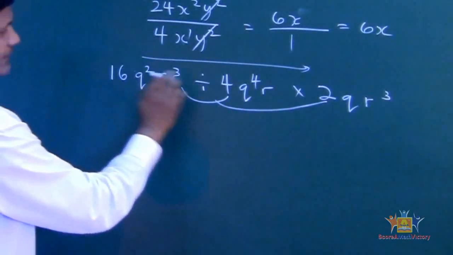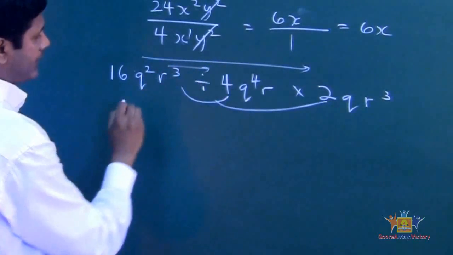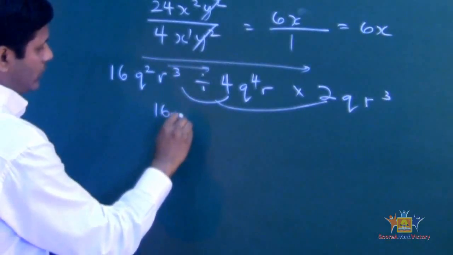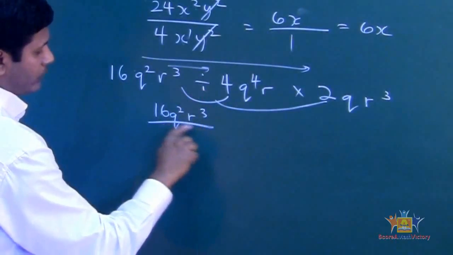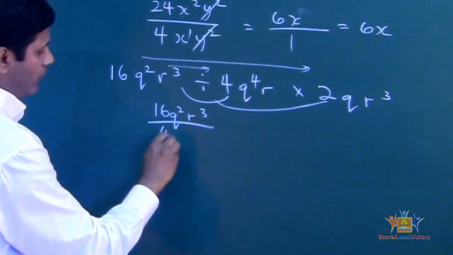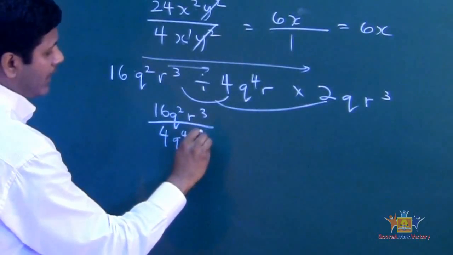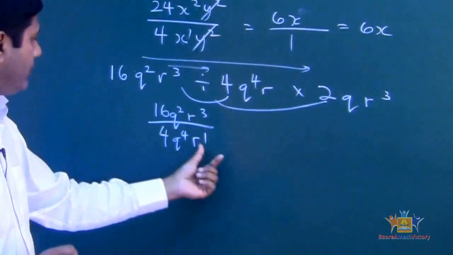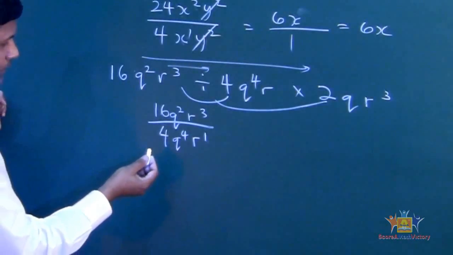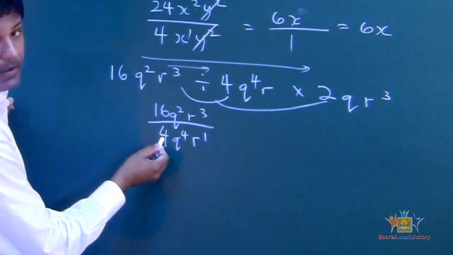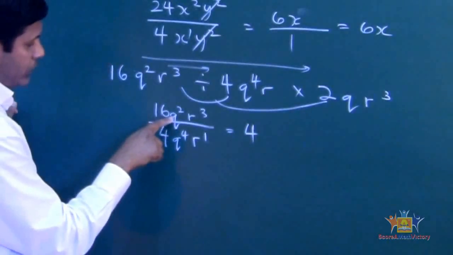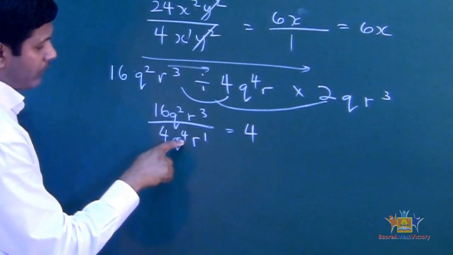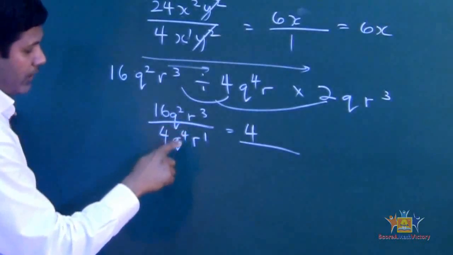Okay, let's read this exactly. It says 16 q to the second power and r to the third power, divided over 4 q to the fourth power and r to the 1 power. Alright, let's go ahead and put the 1, so that way it's going to help us out. Now 16 divided by 4 is what? It's 4. Okay, so 4. q to the second power, q to the fourth power. Alright, which way do I go? Down or up?